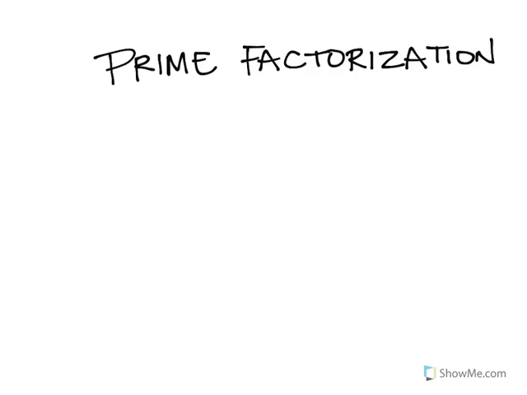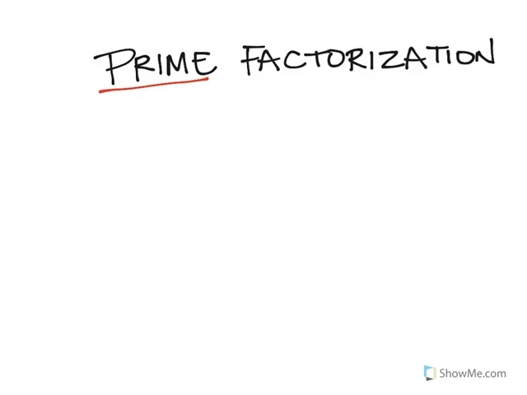All right, folks, what we're going to do today is figure out how to find the prime factorization of a number. In order to do this, we have to understand a couple of the terms we're looking at. The first one we see is prime. A prime number is any number that cannot be broken down into smaller factors.